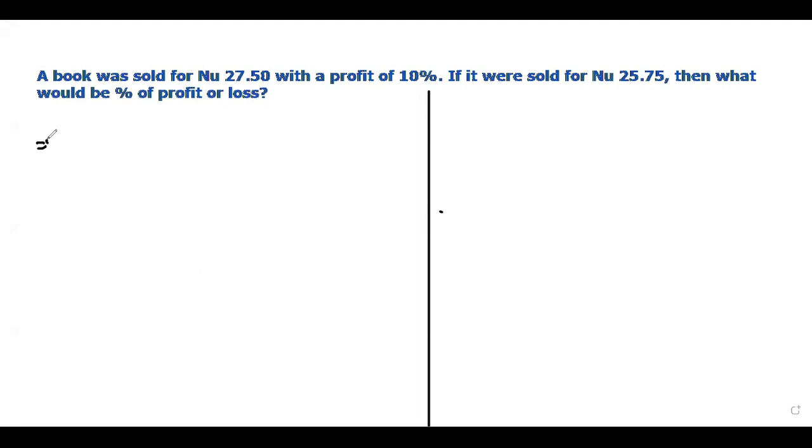First part: a book was sold for 27.5. And is it a cost price or a selling price? It is a selling price. So selling price is given as 27.5. When they sold it for 27.5, the percentage gain or profit is 10%.